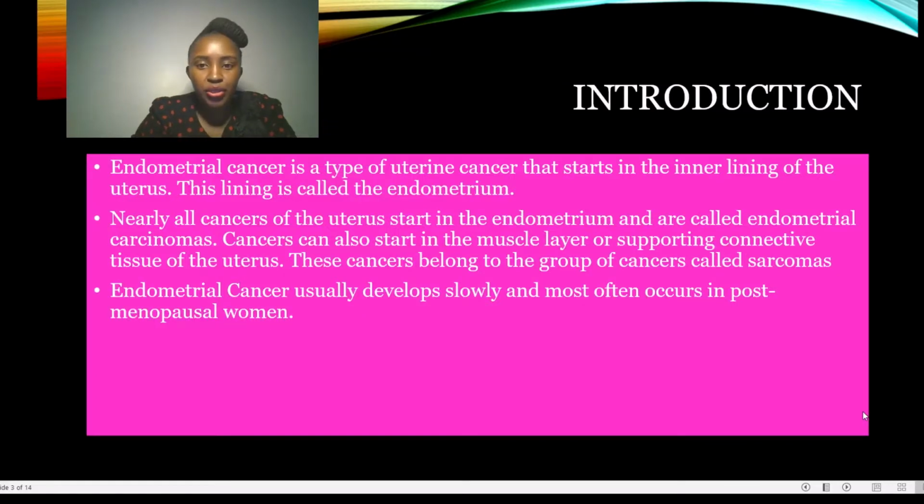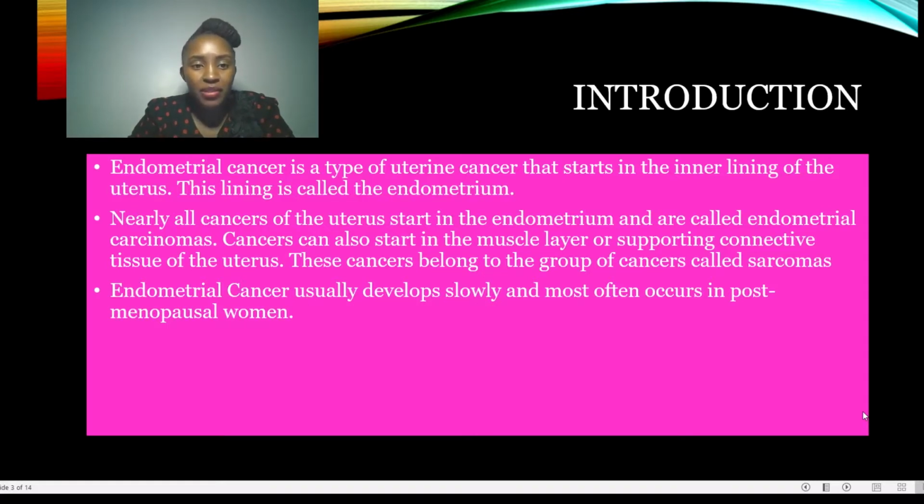To introduce, endometrial cancer is a type of uterine cancer that starts in the inner lining of the uterus. This lining is called the endometrium, and nearly all cancers of the uterus start in the endometrium and are called endometrial carcinomas. However, other cancers can originate from the uterus, usually in the muscle layer or the supporting connective tissue, and these are called uterine sarcomas.